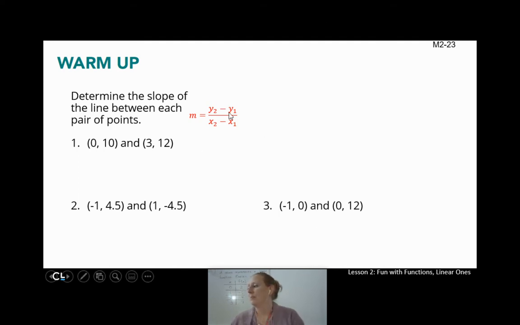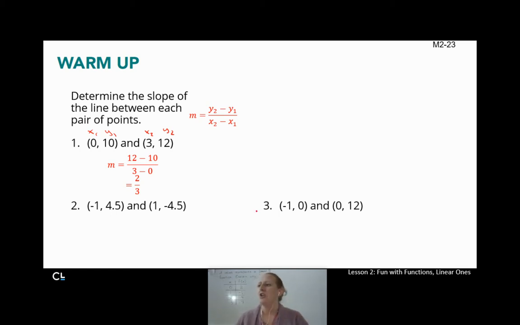So I'm going to use my slope formula, and I can see that my y coordinates, this is my y1 and my y2, are 12 and 10. So I'm going to do 12 minus 10 on top. And I can see my x coordinates here as well, so I'm going to do 3 minus 0 on the bottom. On top, I'm subtracting my y coordinates, 12 minus 10, and on the bottom, I'm subtracting my x coordinates, 3 minus 0. 12 minus 10 is, of course, 2, and 3 minus 0 is 3. So it turns out my slope is 2/3.